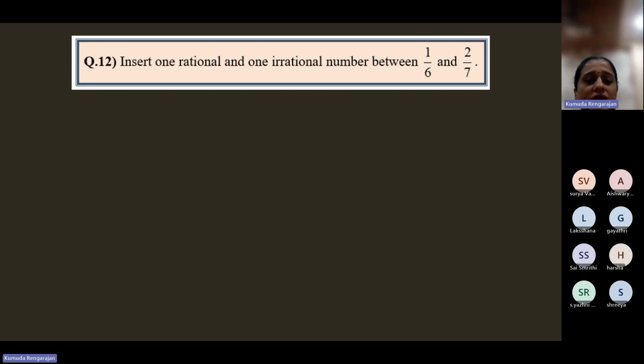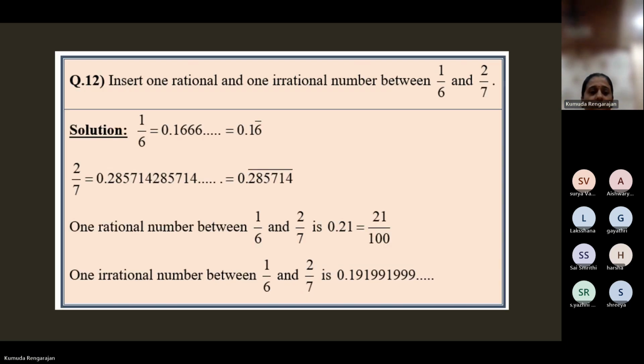This question: insert one rational and one irrational number between these two. To insert an irrational number, you need the decimal value. To insert a rational number, you can use the LCM method, or you can also divide, find the decimal value and insert. To insert an irrational number, you definitely need the decimal value of 1 by 6 and 2 by 7.